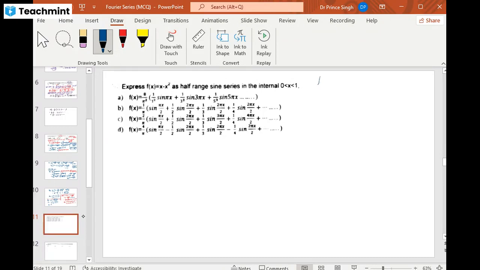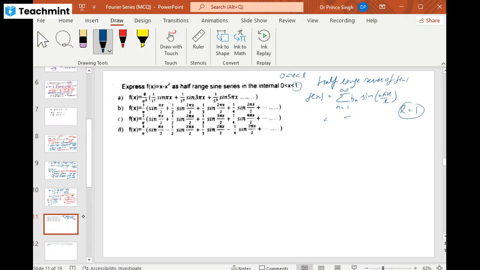Okay, so what is the half range sine series? The half range sine series of the function f of x is given by f of x equal to summation n varies from 1 to infinity b_n sin n pi x upon L. So what is L? We are assuming our interval in the form of 0 to L. So in this case, we compare the length of the interval with L, or I simply compare the upper limit with L. So what is L here? 1.